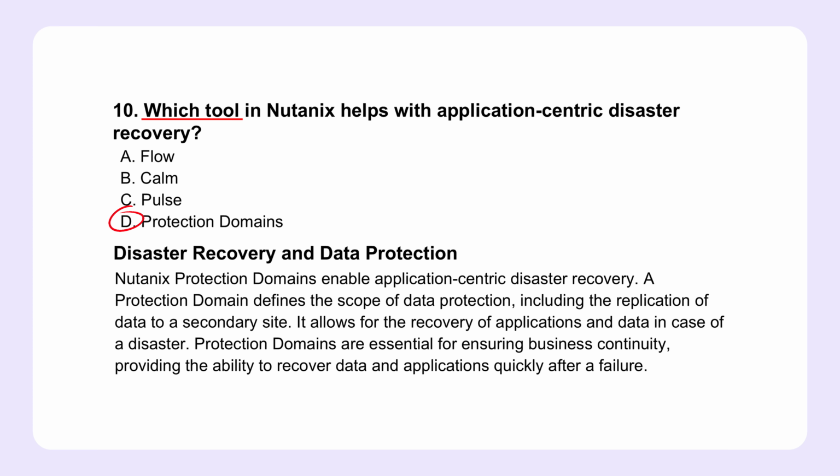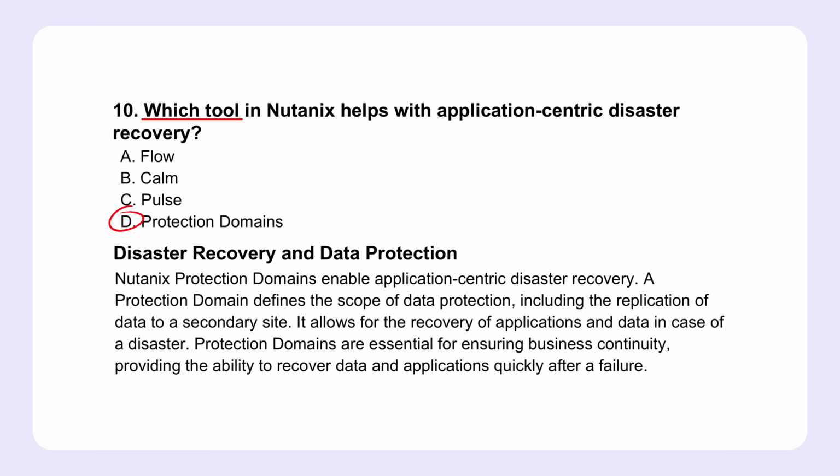Well, traditional DR often focuses on just replicating individual VMs or LUNs. But applications are often made up of multiple VMs, right? A database server, a web server, an app server. They need to be recovered together consistently. Right, they depend on each other. Exactly. Protection domains let you group those related VMs together. You define this group, the protection domain, and then you configure policies for how often snapshots are taken and where they're replicated, like to another Nutanix cluster at a DR site.